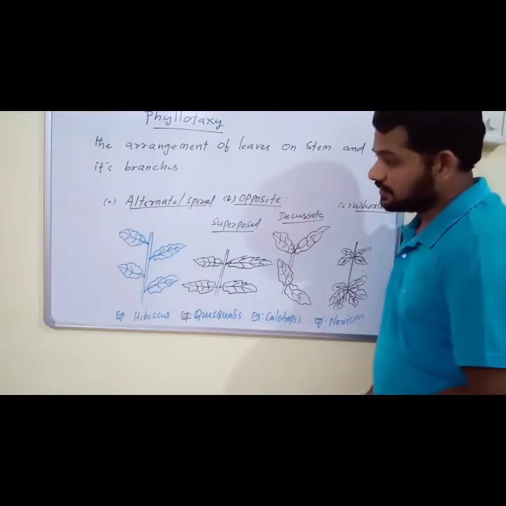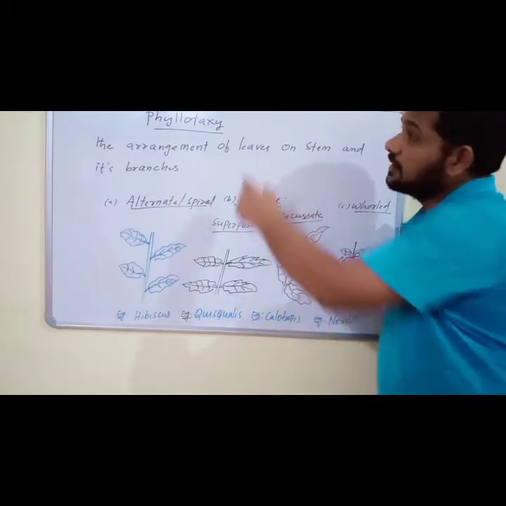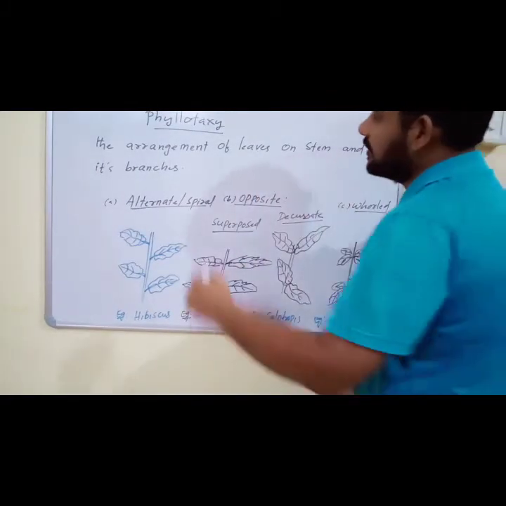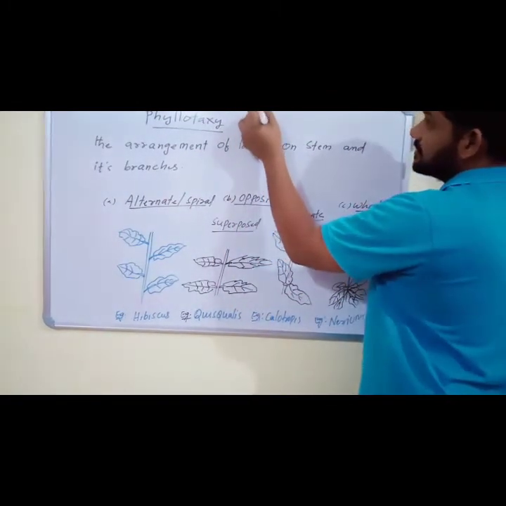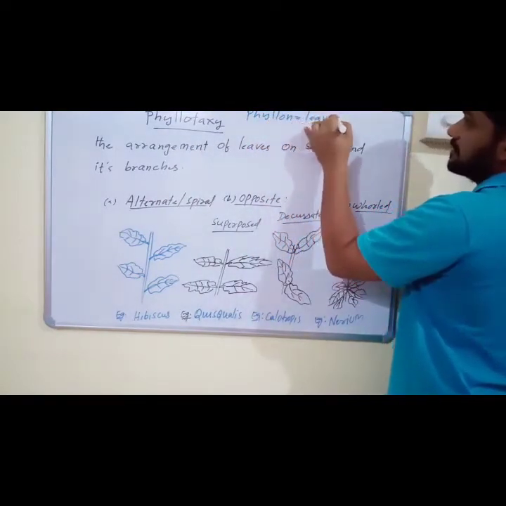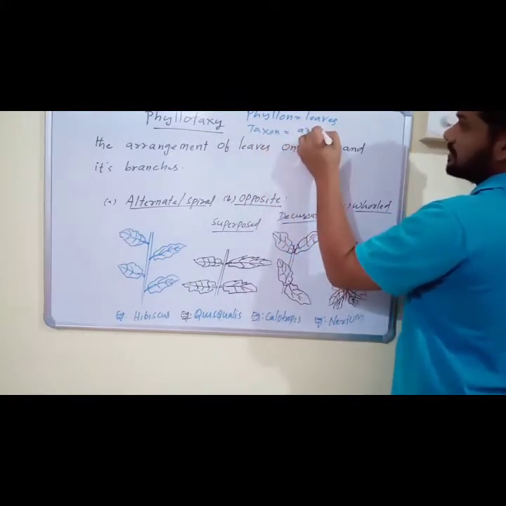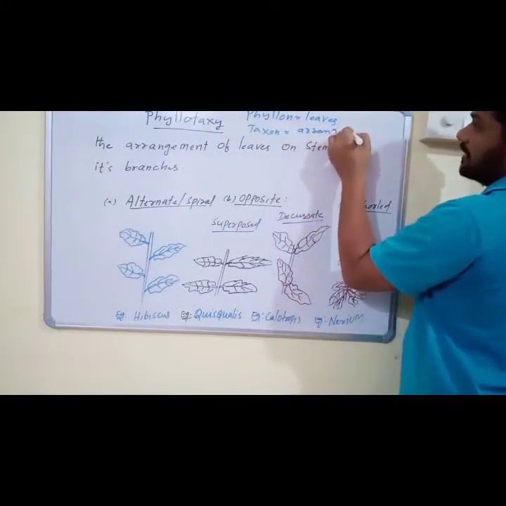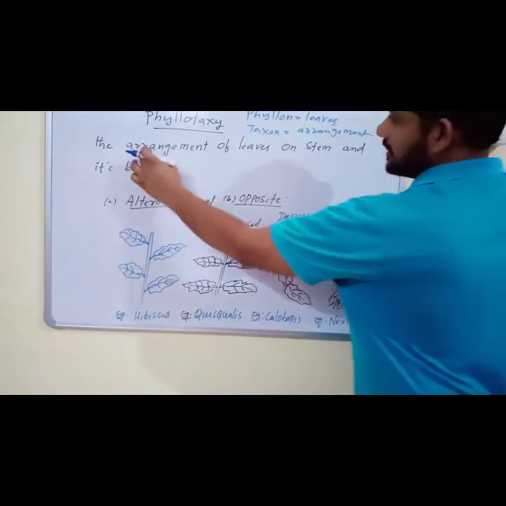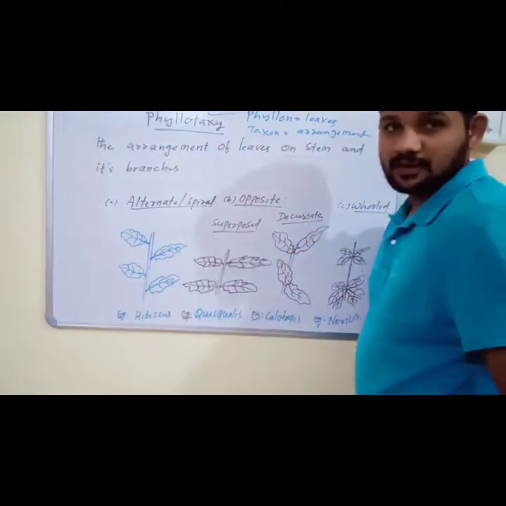Good morning students. Today in this video we will discuss another topic of leaf, that is phyllotaxy. What is phyllotaxy? In Greek language, phylon means leaves and taxon means arrangement. So the arrangement of leaves on stem and its branches is called phyllotaxy.